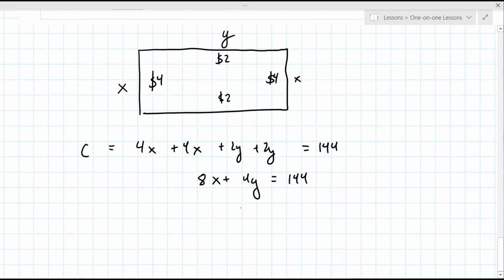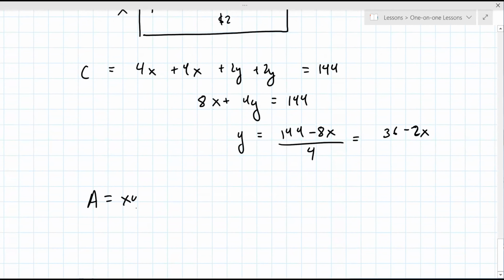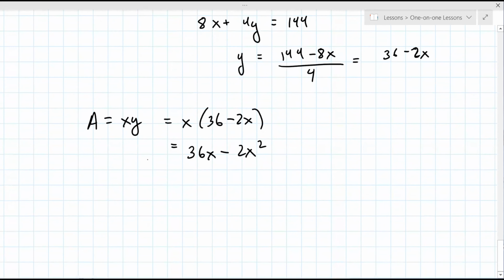We're going to end up solving this for Y. So Y equals 144 minus 8X over 4, and that simplifies to 36 minus 2X. Then we know that the area is X times Y, so it's X times 36 minus 2X, which is 36X minus 2X squared. So we're going to take the derivative. The derivative of this is 36 minus 4X. So you're going to set it equal to 0, and X equals 9, and that's where it's maximized.